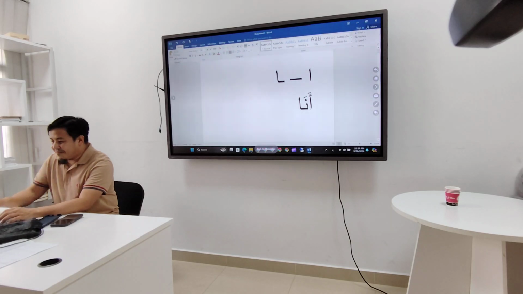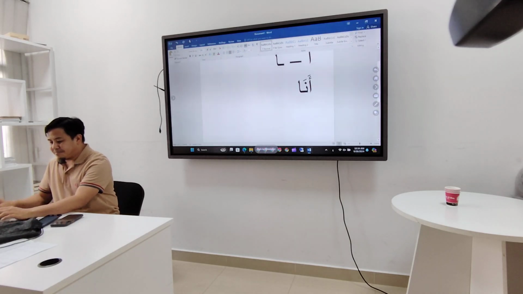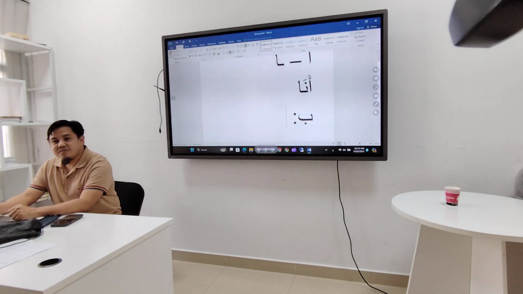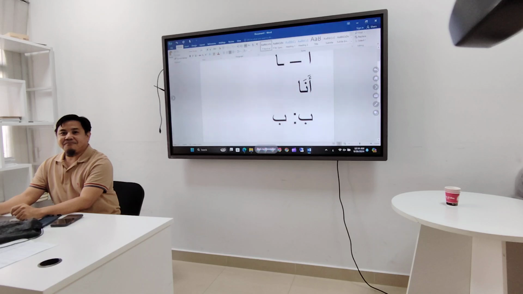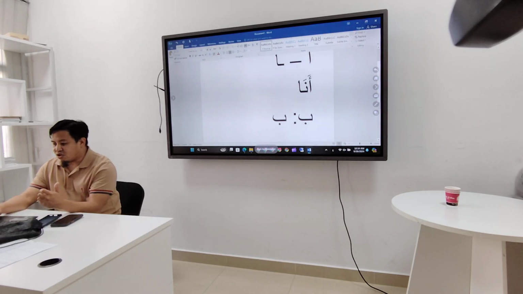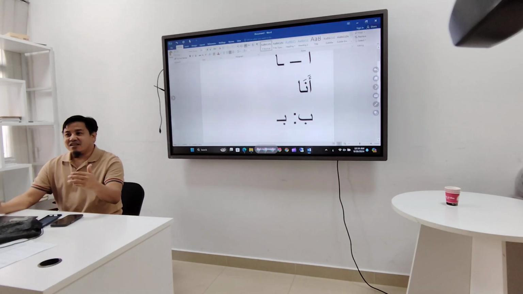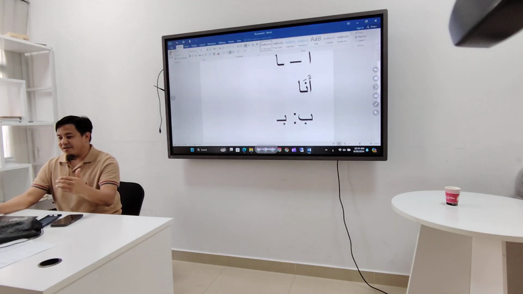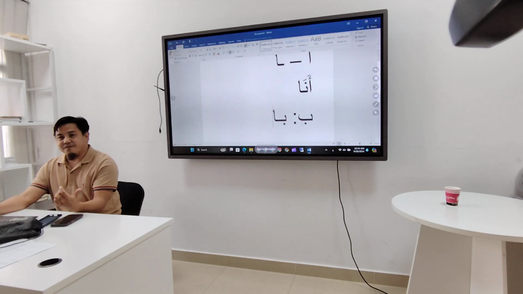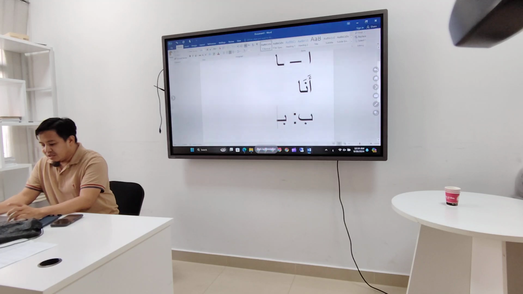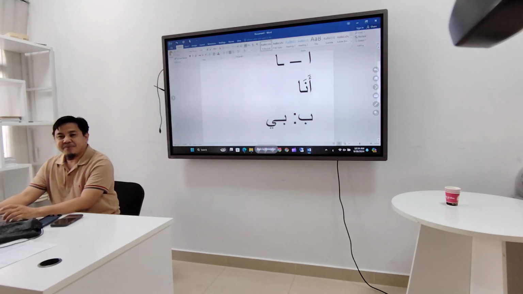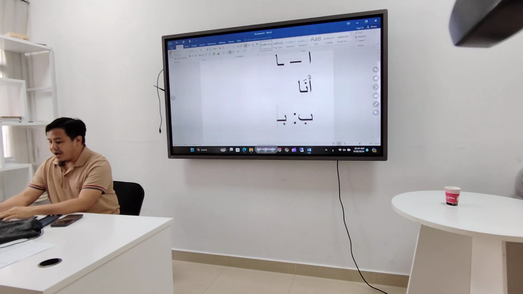Next, the letter Ba. Now, for the initial form of Ba, you put a connector to prepare to be connected to the next letter, any of the letters from the Arabic alphabet. That is the initial form of Ba.